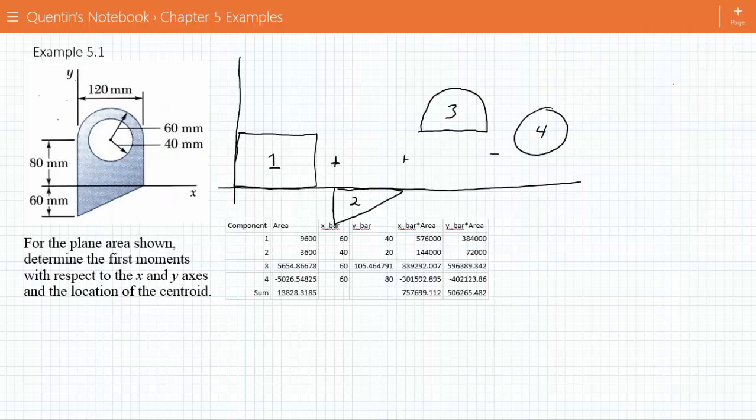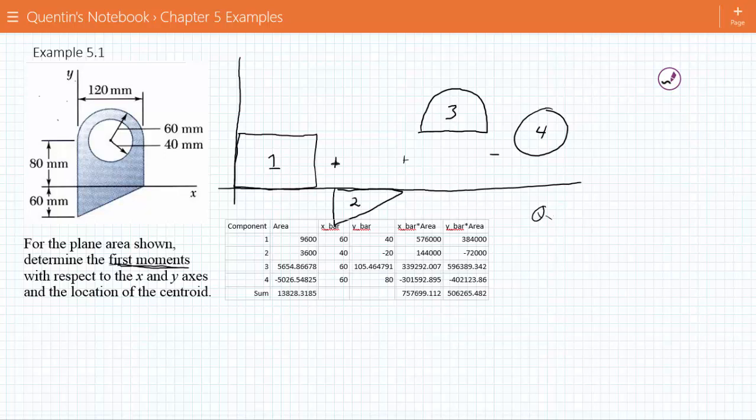Okay, since I filled out this chart so lovely in Excel, I got rid of the handwritten chart. But there we go, we have our chart. Now, what we're supposed to do is first find the first moments with respect to the y and x-axis. So what are those? Those are Qx and Qy. Well, what do we have?